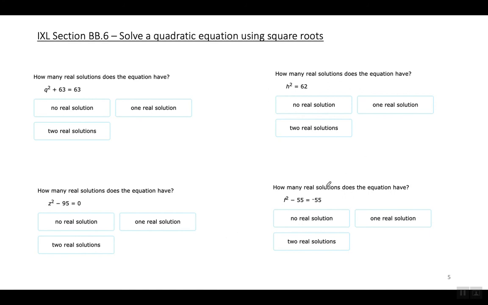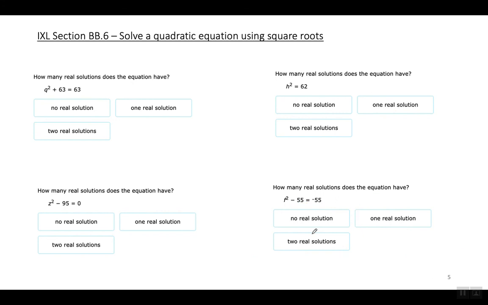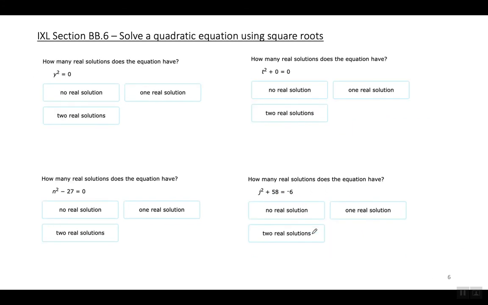Okay, on this one, when you move the 55 to the right, you're going to have f squared equals 0. So that means that f equals the square root of 0. So there's only one real solution, which is f equals 0. Basically, when the variable to the second power equals 0, there's only going to be one real solution. When it equals a positive number, there's going to be two real solutions. And I'll show you the one with no real solution coming up as soon as I get to it.